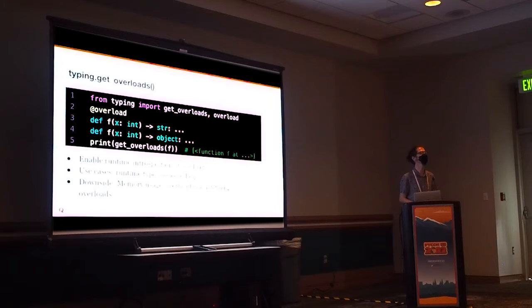Yes, Carl? How does that work at runtime? Does the decorator stash it in some secret name somewhere? Or is it overwritten? There's just a dictionary in typing that's, I think the way we ended up doing this, keyed from module to function name to the list of overloads. The downside is that there's obviously some memory usage because they keep these things around. And the overload decorator is a little bit slower at runtime because it has to do a little bit more work.